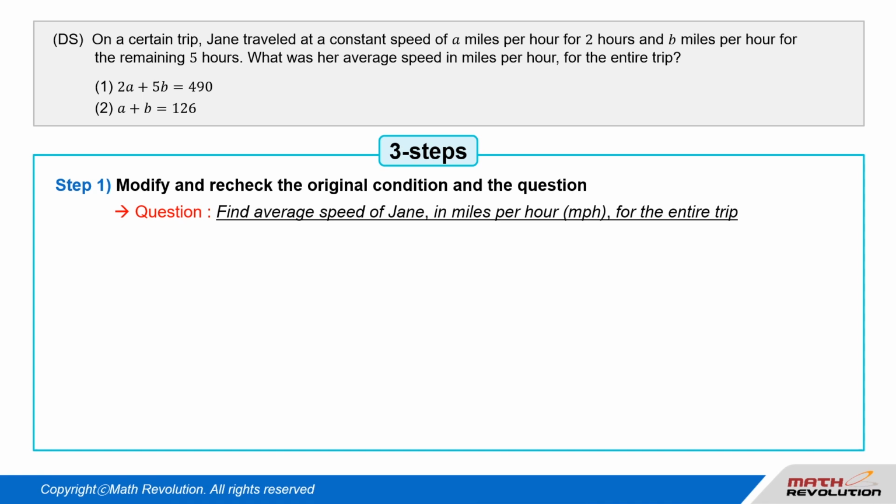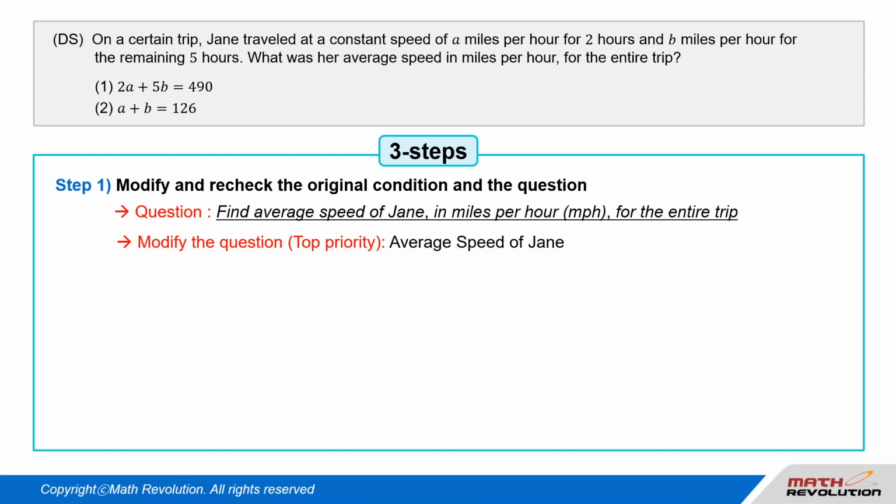We have to find Jane's average speed in miles per hour, mph, for the entire trip. Average speed questions frequently appear on the exam, so it is important to understand this type of question. Let's modify the question, as this has to be our top priority. So we can take the average speed in miles per hour of Jane.